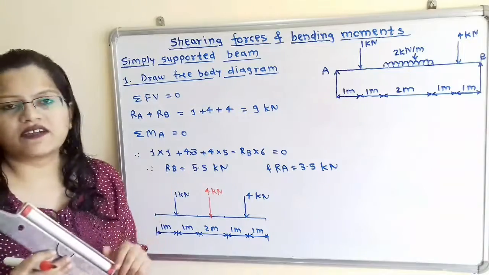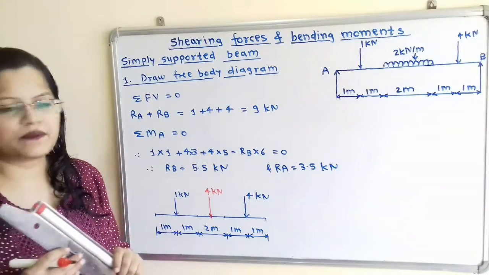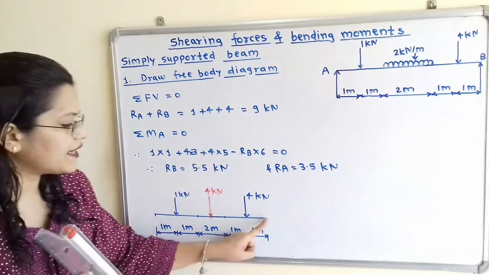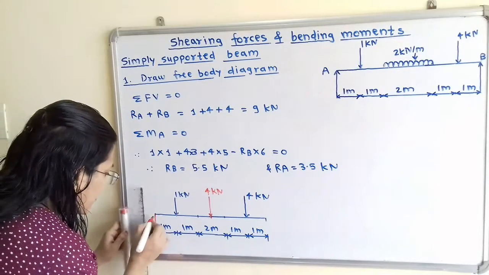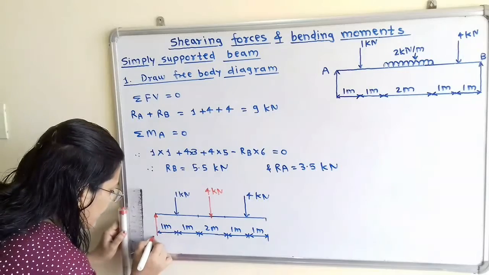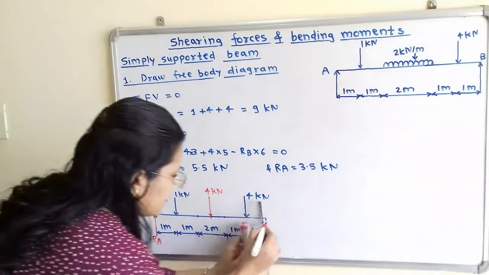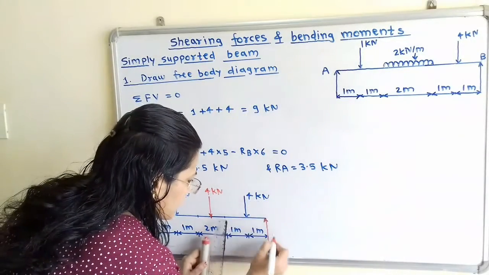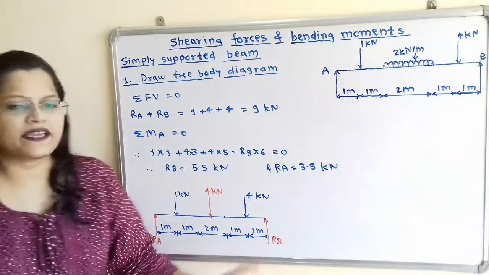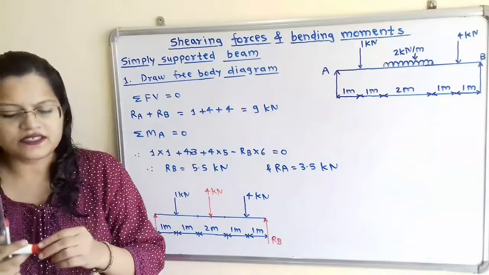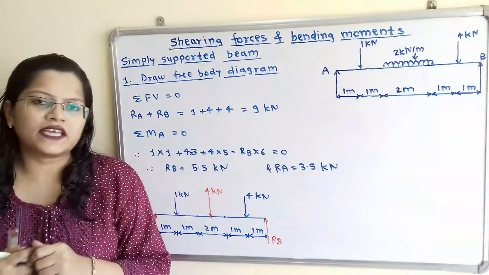Now this is the question of simply supported beam. So the reactions at point A and reaction at point B are in vertically upward direction. So we will show here with RA and this is with RB. Now we have to find out the values of RA and RB. So we will consider this body is in equilibrium.